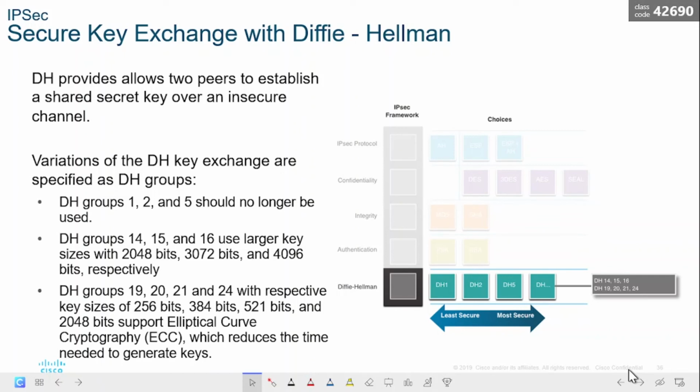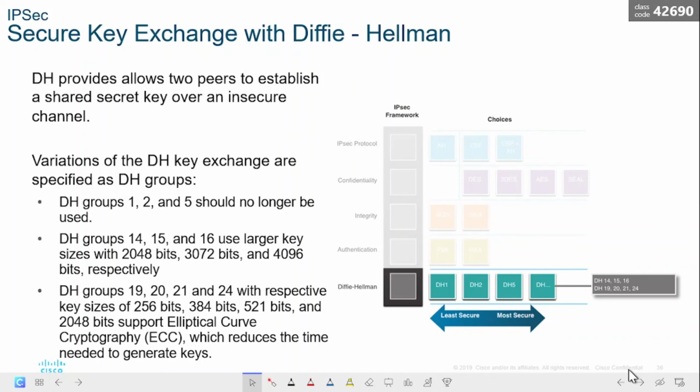DH groups 19, 20, 21, and 24, with respective key sizes of 256 bits, 384 bits, 521 bits, and 2048 bits, support elliptic curve cryptography, or ECC, which reduces the time needed to generate keys. DH group 24 is the preferred next generation encryption. The DH group you choose must be strong enough, or have enough bits, to protect the IPSec keys during negotiation.